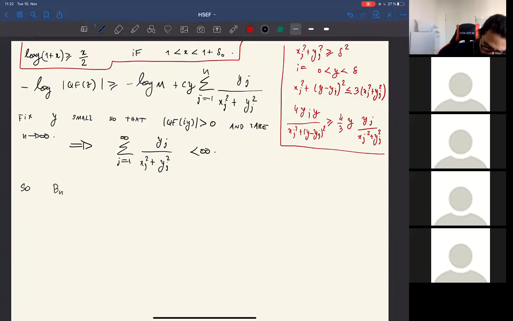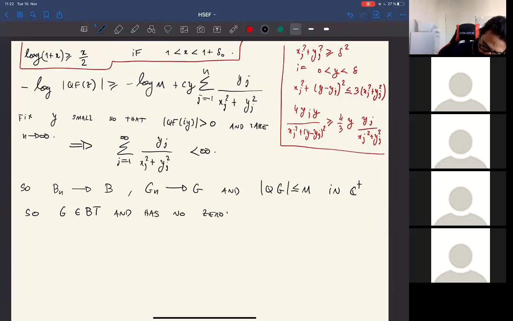So Bn converges to B, and then Gn will converge to G, and we still would have that this is less or equal than C plus. In C plus, G is of bounded type and has no zeros. And since Fn is Bn times Gn, this will converge to B times G. And then that finishes the proof. Okay.